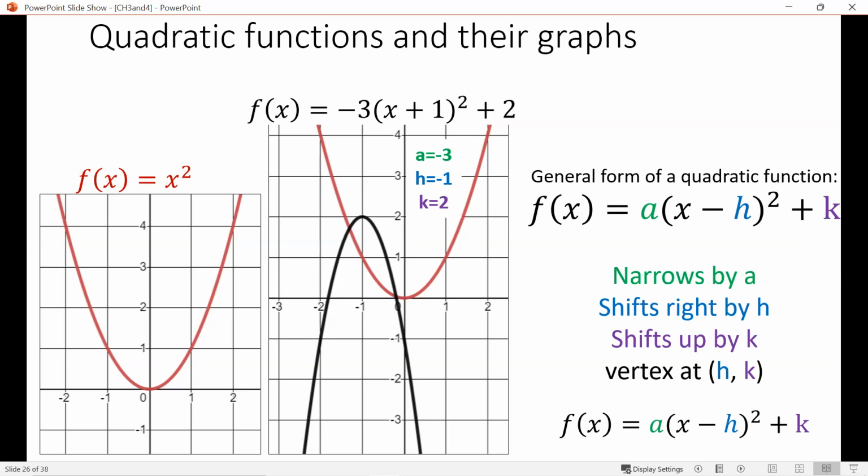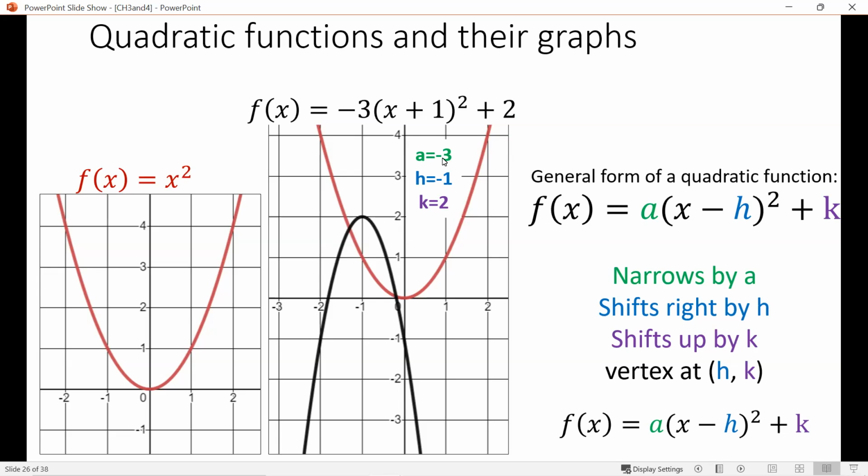Okay, so we can put all 3 of these pieces together. Here you can just see our f of x equals x squared, what it looks like. If we add a 1 to the x, it's going to move to the left 1. If we add a 2 at the end, it's going to move us up 2. And if we multiply by -3, it's going to flip us upside down and make us move 3 times steeper in the y direction. Okay. So these are the 3 pieces of manipulations that we can perform.